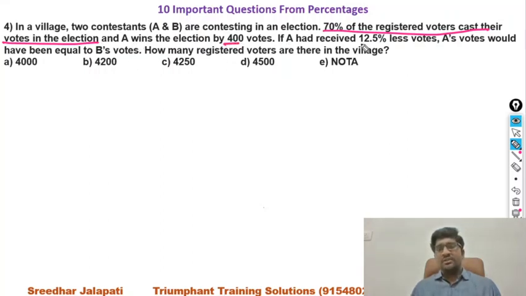If A had received 12.5% less than what he got, then the number of votes with A and the number of votes with B are equal. Then how many votes registered? How many registered voters were there in the village? So you are asked to find the total voters in that village, registered voters.